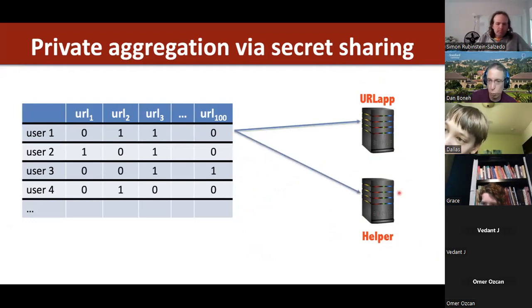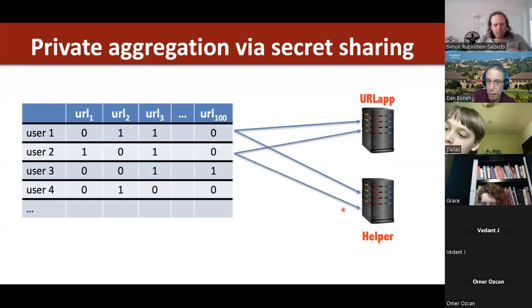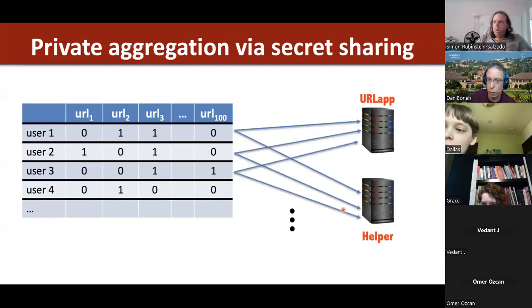Now, what user number one will do is, in a way that I'll show you in just a second, it's going to take its data and break it into two shares. It's going to send one share to one server and one share to the other server. Again, I'll show you how that's done in just a second. The second user will do the same thing, the third user will do the same thing, and so on and so forth.